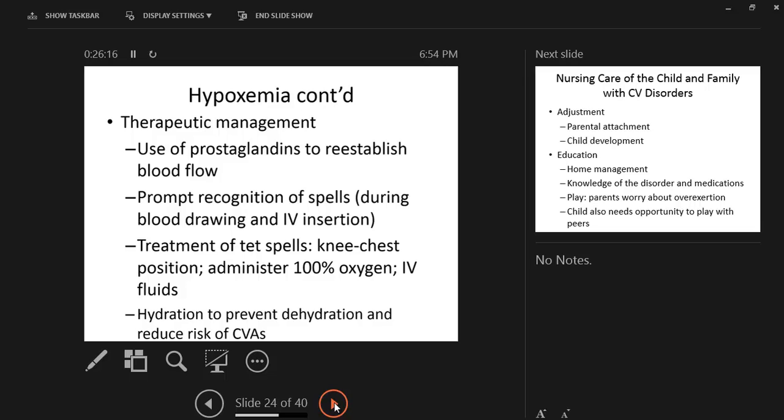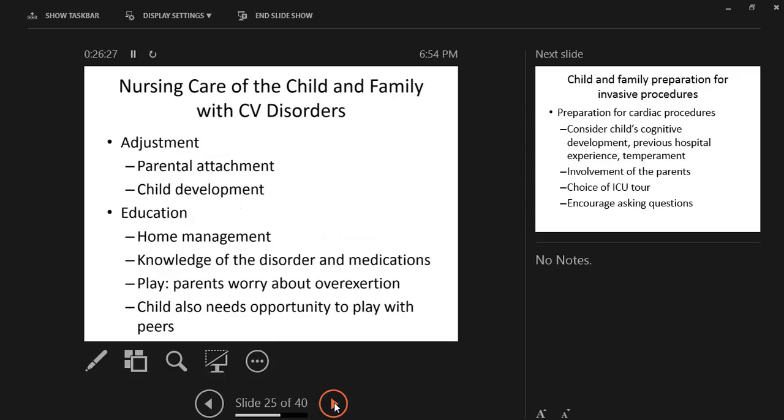Therapeutic management, we already said that we would use prostaglandins to reestablish blood flow. And I think that's good on that slide there, therapeutic management. Okay, nursing care of the child and family with cardiovascular disorders.